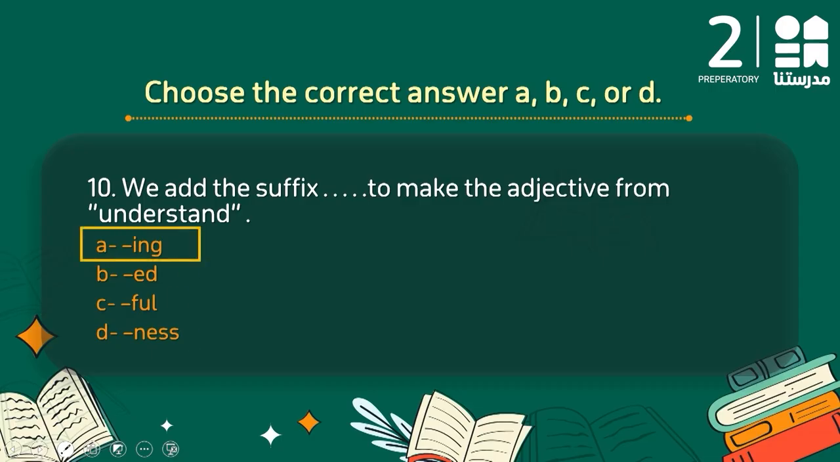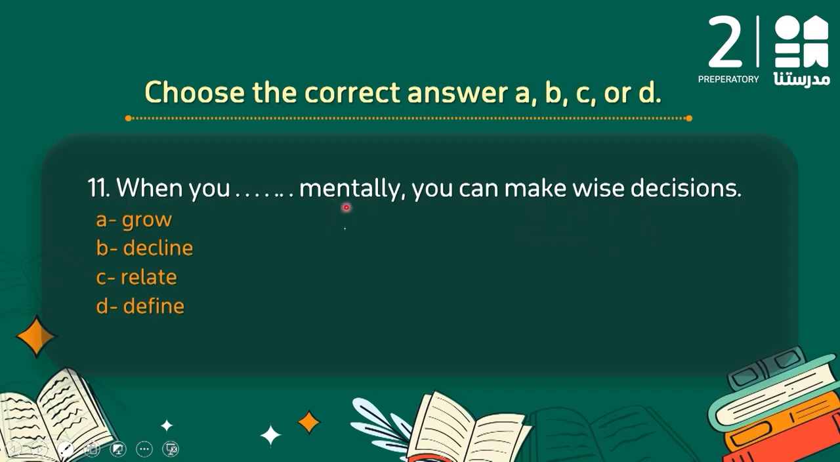Yes, it's understanding, understanding. And let's say that some of the verbs in English can be easily transformed into adjectives using the ing. When you mentally, and mentally it's related to mind, you can make wise decisions. Okay, so I need something to help me to make wise decisions.